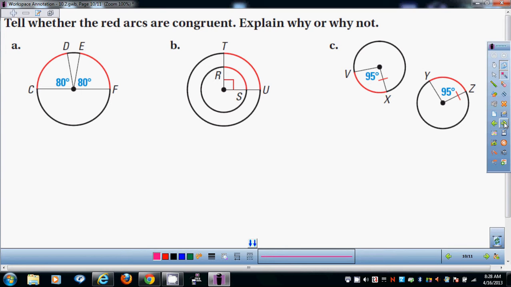Last but not least, C. What did I call them today? Elijah, what about C? Are those congruent arcs or not congruent arcs? Very good. Central angle is the same. And even though it doesn't tell us the circle is the same, it tells us the radius is the same, which is enough to know that the circle is the same.